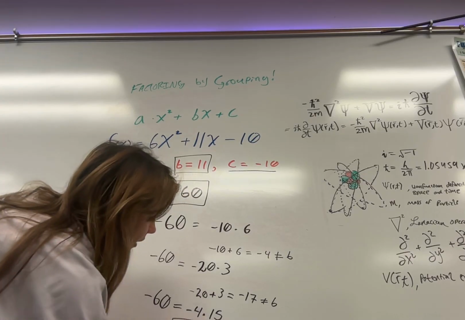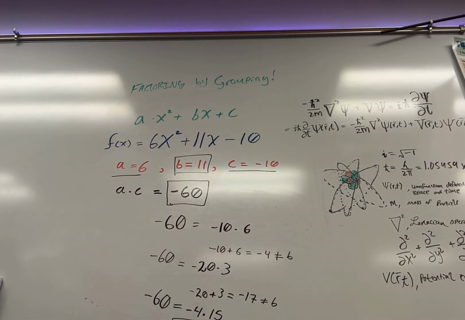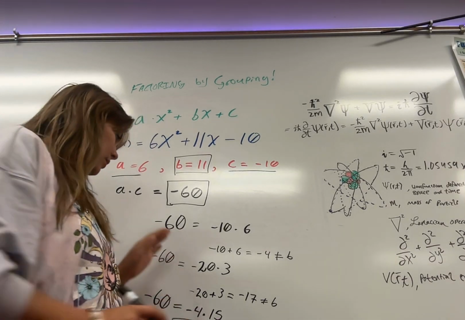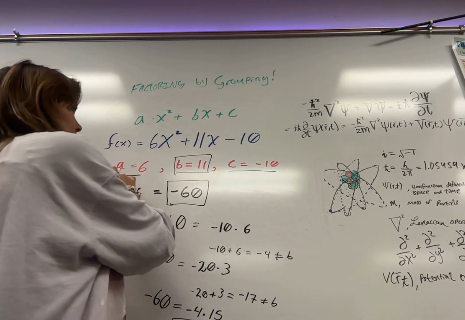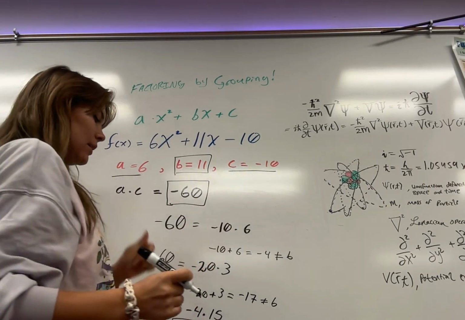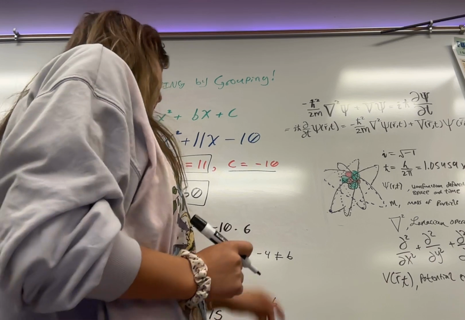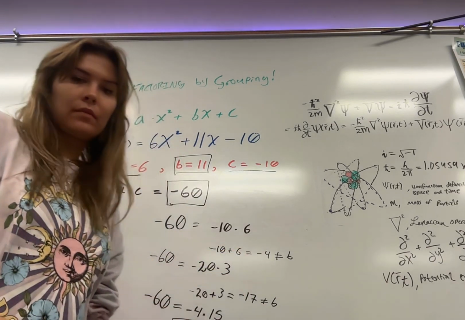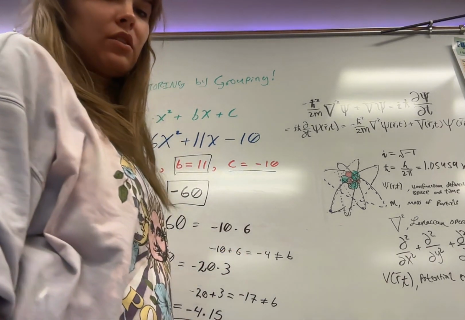And so we have now found two numbers where, if you multiply them together, you get a times c, right? But if you add them together, you also get b, okay? So let's erase this. Let's do a part 2, actually.